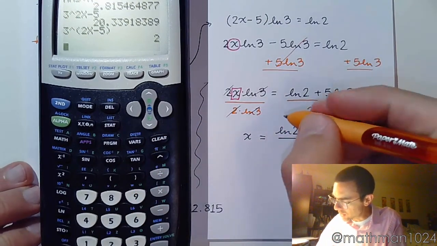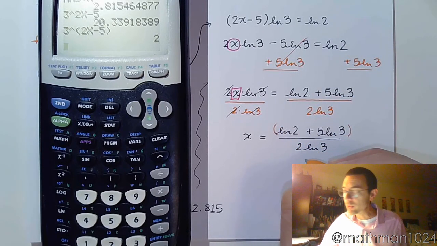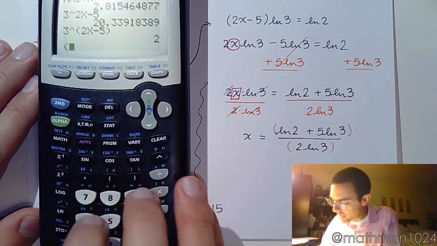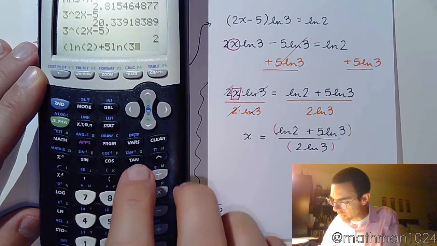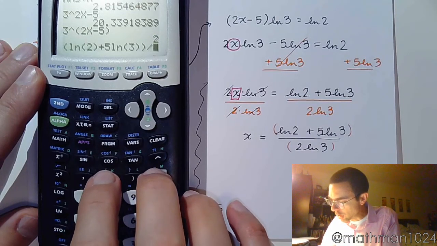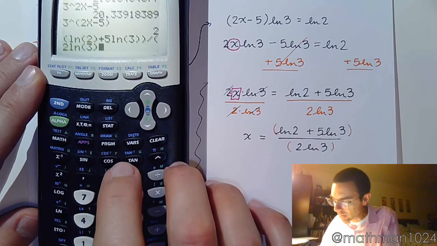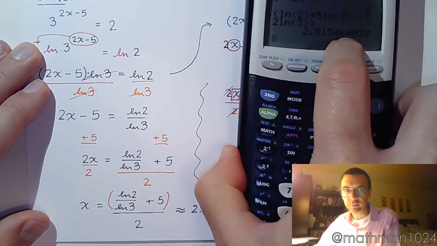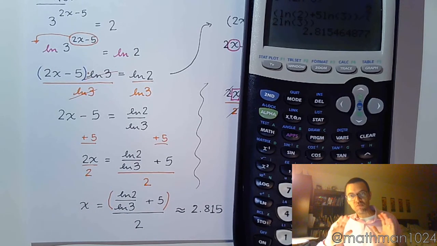So again, make sure that you pay attention and that you use parentheses correctly. Even down here, because it's not just the natural log, but because it's got 2 times the natural log of 3, you want to make sure you use parentheses for that. So parentheses for the numerator, the natural log of 2, close for the natural log, plus 5 natural log of 3, close the natural log, close the numerator, divided by, so open parentheses right here, 2 natural log of 3, close the natural log, close the denominator, and you see that the decimal that we get right here is the same decimal that we had down here, approximately 2.815. So everybody's happy, right?